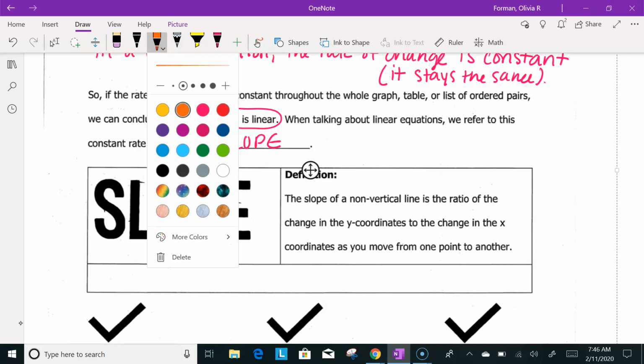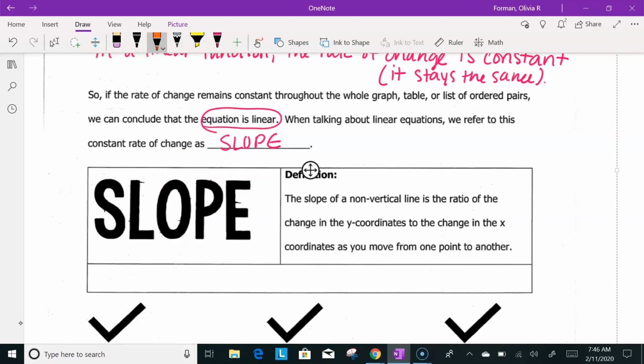Okay? So here's a little box that summarizes slope. The definition says that the slope of a non-vertical line, which just means not straight up and down. If you are getting a line that's straight up and down, it's not actually a function, so it doesn't relate to a linear function here because it's not considered a function. So if it's non-vertical, the slope is found by taking the ratio of the change in the y-coordinates to the change in the x-coordinates as you move from one point to another.